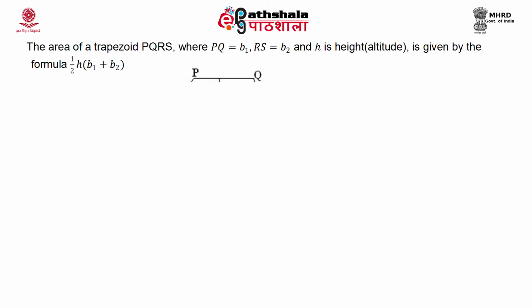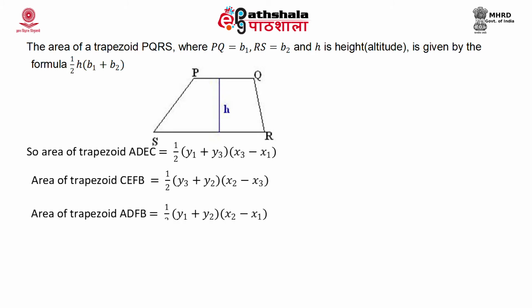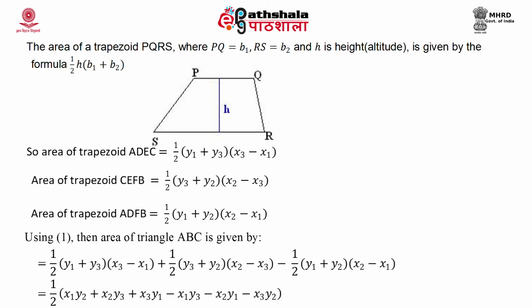Now first we should know how to find the area of a trapezoid. The area of trapezoid PQRS, where PQ is b1 and RS is b2, and the height or altitude is h, is given by this formula. This is the expression for the area of trapezoid PQRS. So the area of trapezoid ADEC in our figure in triangle ABC is given by this expression. The area of trapezoid CEFB will be this expression, and the area of trapezoid ADFB will be half of y1 plus y2, times x2 minus x1.